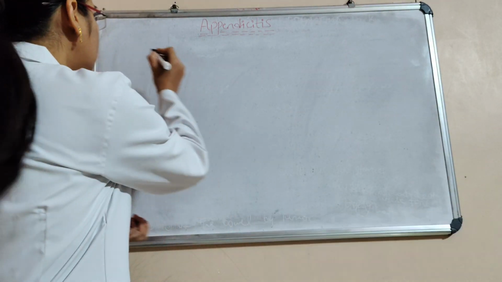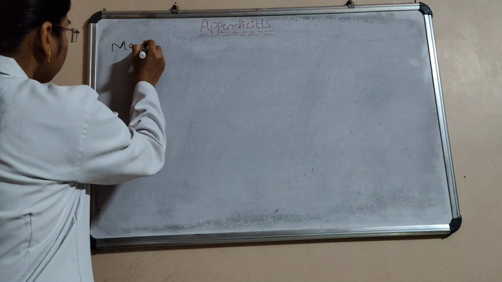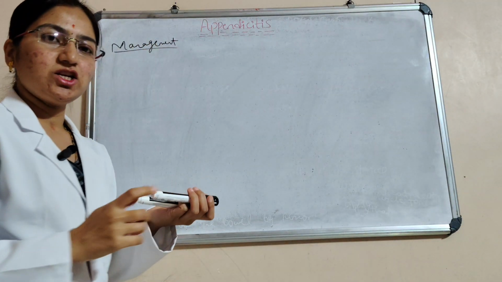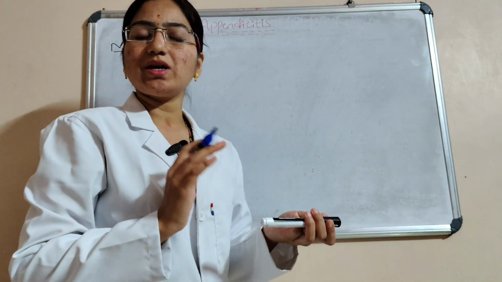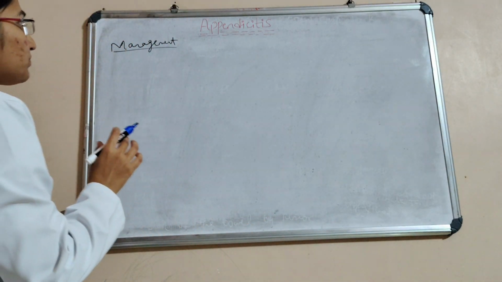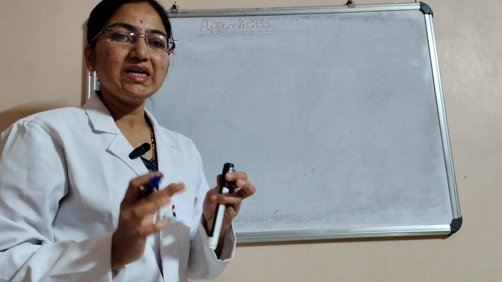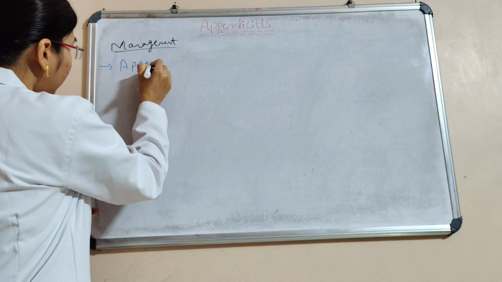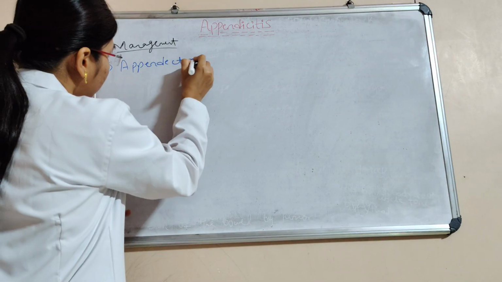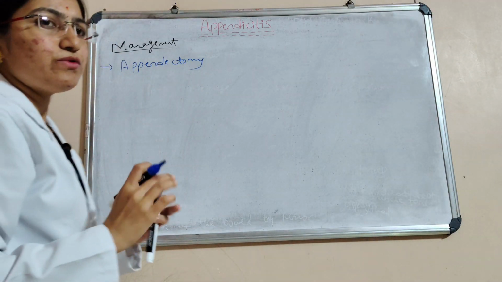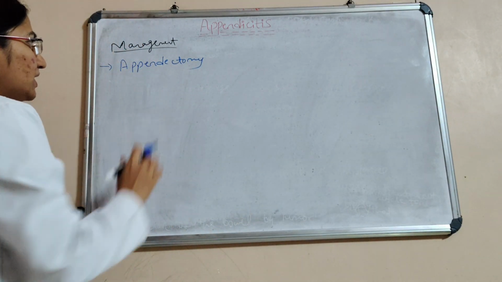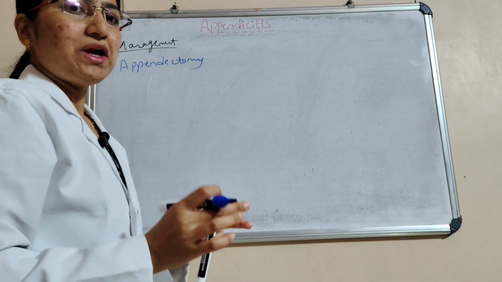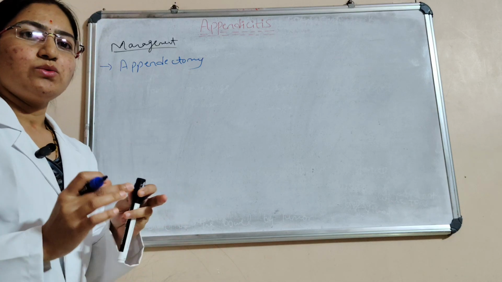Next, we'll see the management of appendicitis. Here, there is no medical management. Only IV fluids and antibiotics are administered. The surgical removal of vermiform appendix, that is called appendectomy. This is the surgical thing. Appendectomy is needed. That is nothing but a surgical removal of vermiform appendix. And then indication is it has to be done. The removal of appendix within 24 to 48 hours.